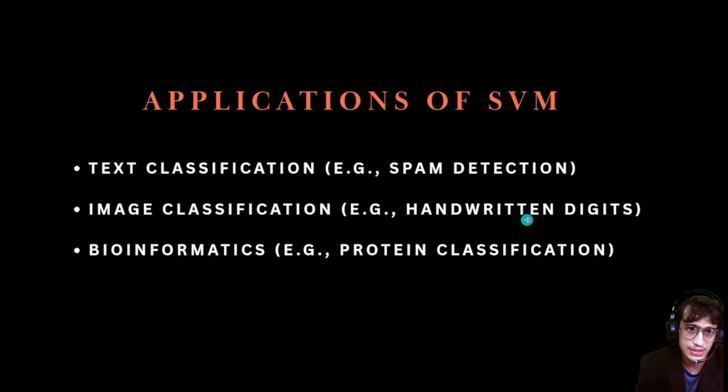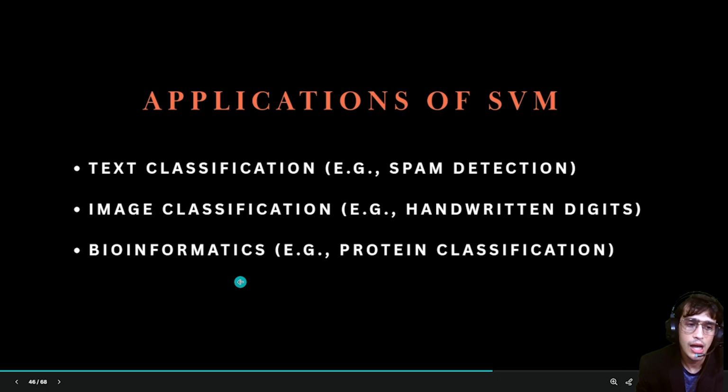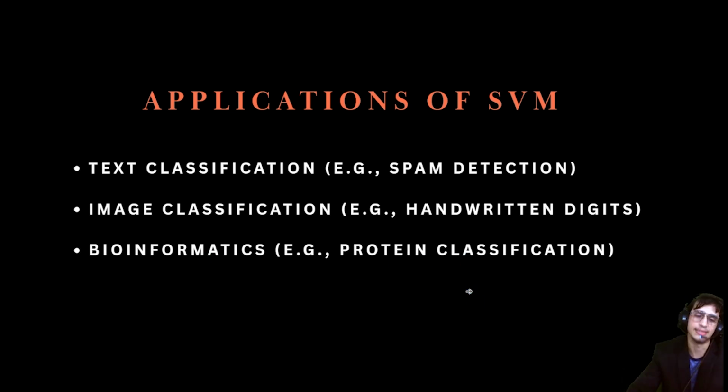where we will study what kernels and non-linear SVMs are. Okay, so some of the applications of SVM are text classification, like spam detection, where it detects whether an email is spam or genuine. Image classification, like handwritten digits, whether it's a 7 or an 8. Bioinformatics, like protein classification, for example which protein structure it is.